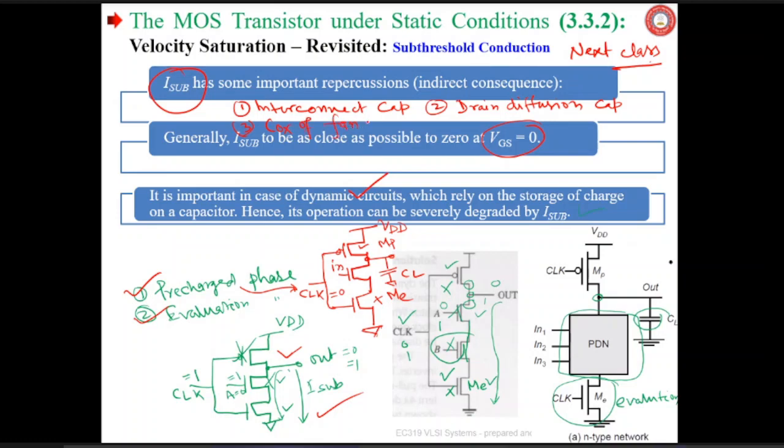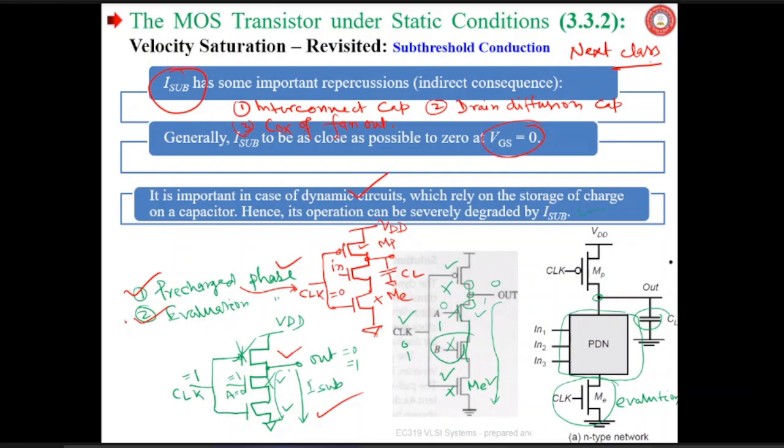Very good. You have to remember things. Every time I will not explain. So this CL, or load capacitance of the output node, gets charged during the pre-charge phase because MP is on, whereas the pull down path is disconnected or broken because ME is off.